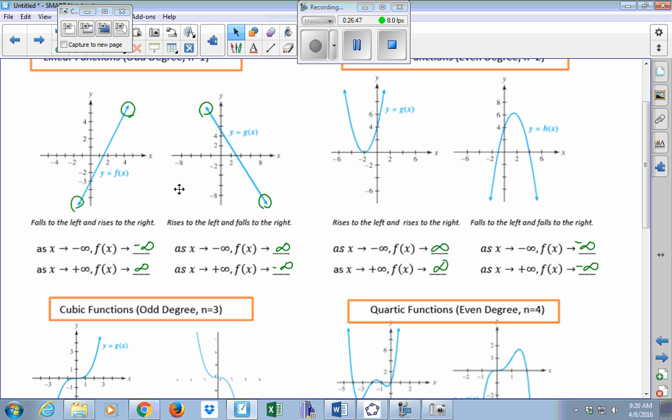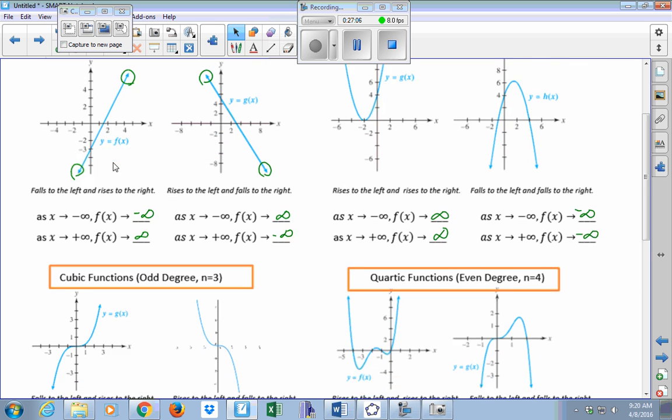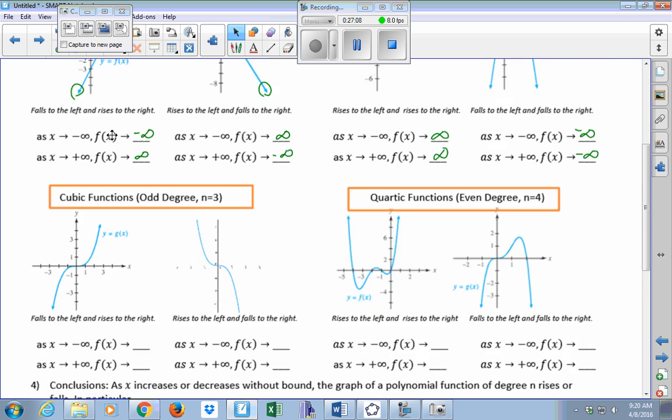I just want to talk about this. Notice with the odd functions, at the x-intercept, your function goes from being a negative output to a positive output. Both situations here, positive to negative. Your output changes sign once it crosses over the x-axis. It goes straight through when your degree is 1.